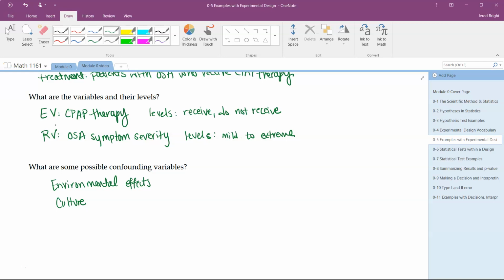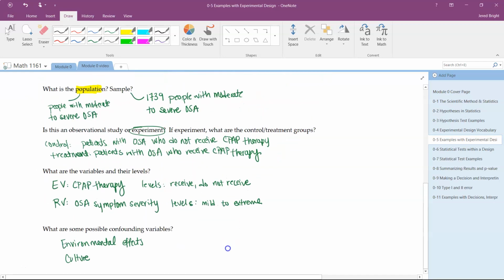Okay, so we got some practice working with identifying populations and samples and variables. So we'll make use of this going forward.